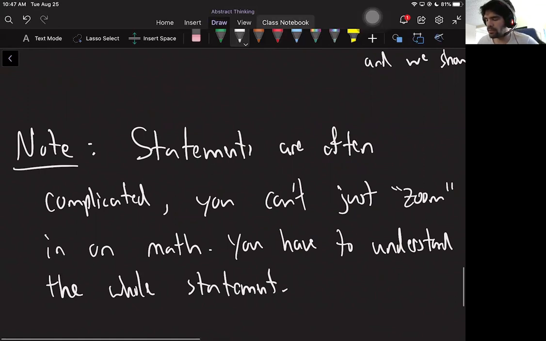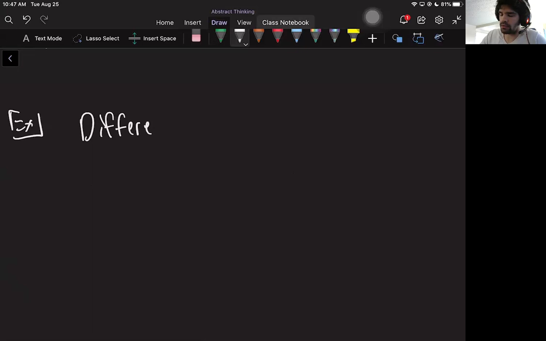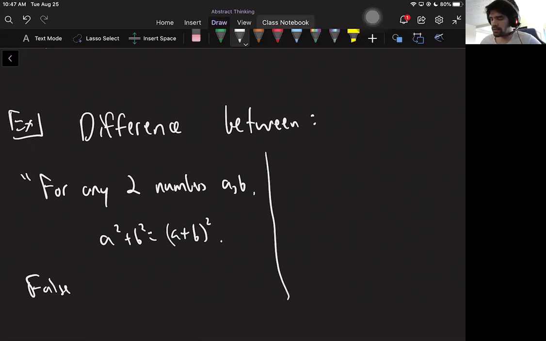And so for an example of why you have to do that, consider the following two statements. Try to notice the difference. So here's the mini example. One of these is what I just wrote. For any two numbers, a and b, a squared plus b squared equals a plus b squared. Okay, we already said that that was false. But let's compare it to the following statement.